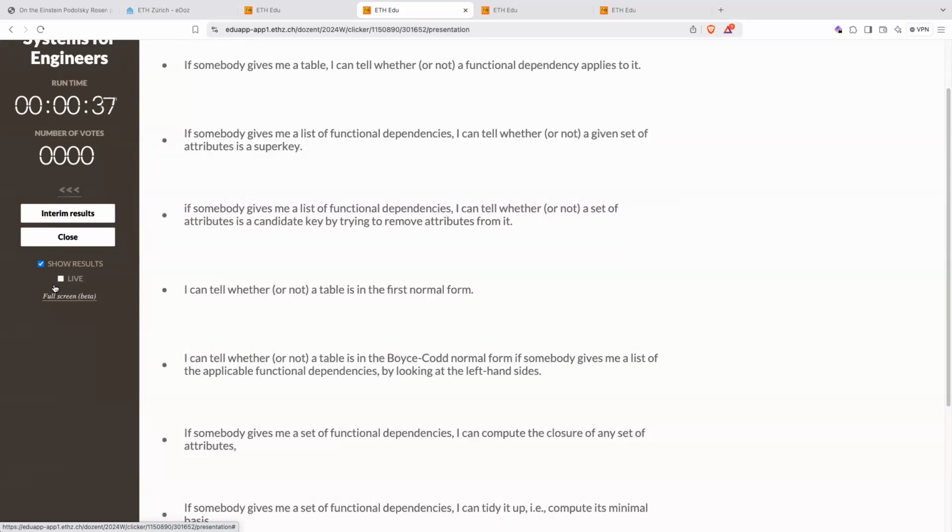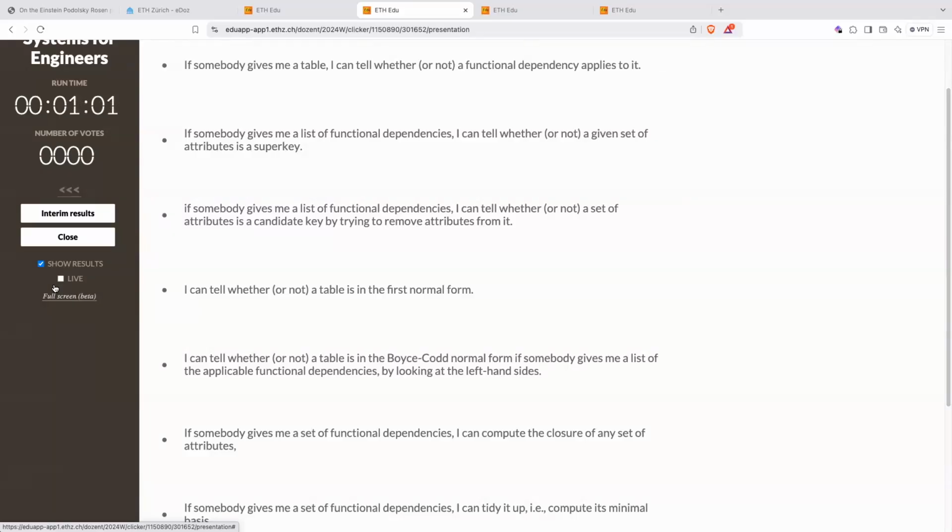If I give you a list of functional dependencies, can you tell whether or not a set of attributes is a candidate key by trying to remove attributes from it? Can you tell whether or not a table is in the first normal form? Can you tell whether or not a table is in the Boyce-Codd normal form if somebody gives you a list of the applicable functional dependencies, looking at the left-hand side?